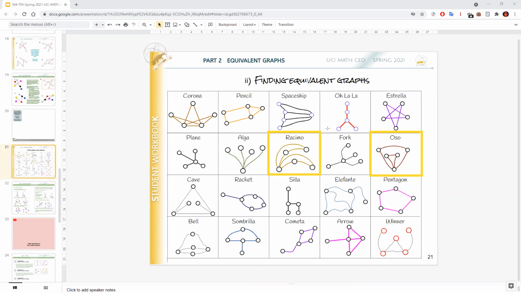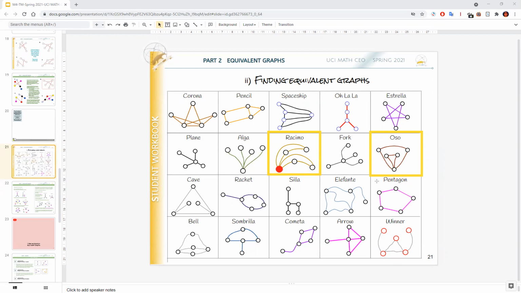And so what do we do? Well, we try to look for a matching. And so which of these nodes on the left of Racimo will play the role of the nodes on the right? So we want to match node with node, point with point, and see if they actually have the same structure. So Racimo is very interesting. It has exactly 1 point with 4 neighbors, right? So it's a pretty different point.